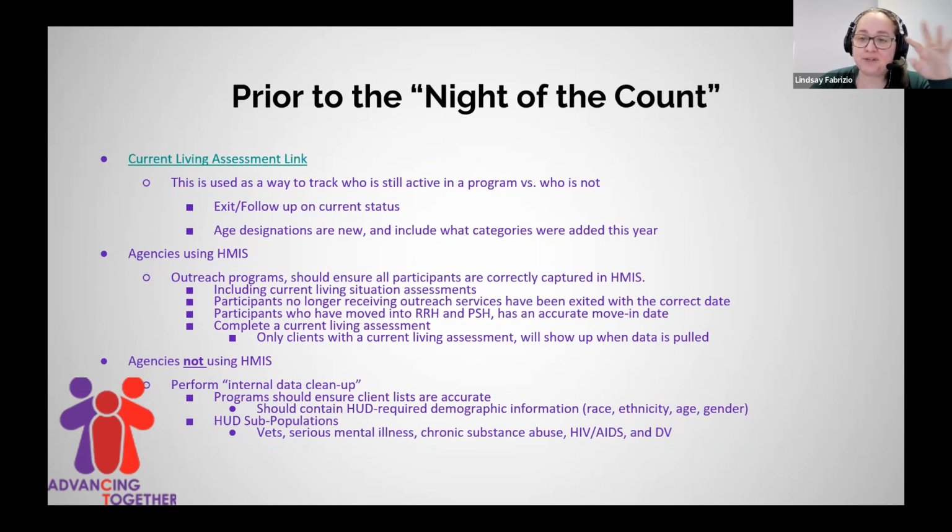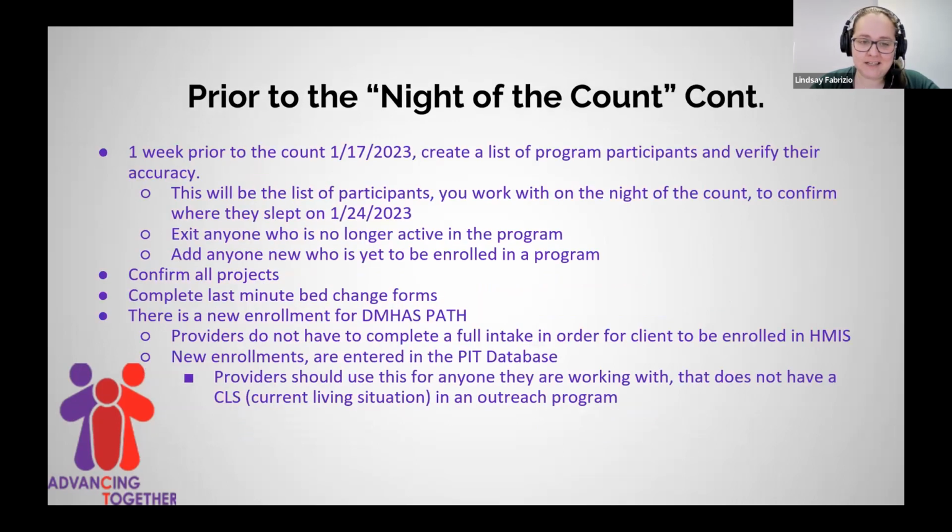You're going to want to do your own internal process of cleaning up your client records, making sure that they're accurate, and then capture any required demographic information for each client. So that would be race, ethnicity, age, and gender. And then you also want to collect any subpopulation that they may belong to. So that would be veterans, serious mental health, chronic substance abuse, HIV/AIDS, or domestic violence. Those are all things that you're going to need to manually enter into the PIT database. Now, next slide. Thank you.